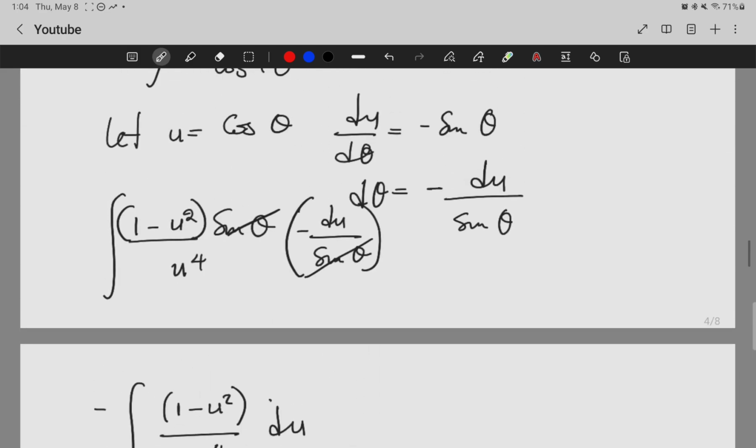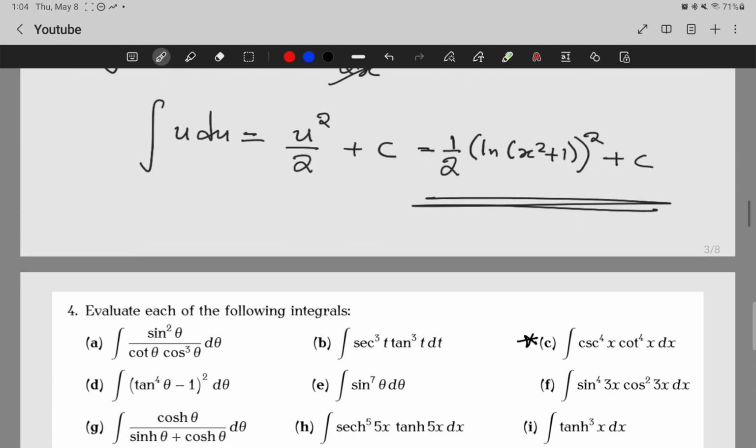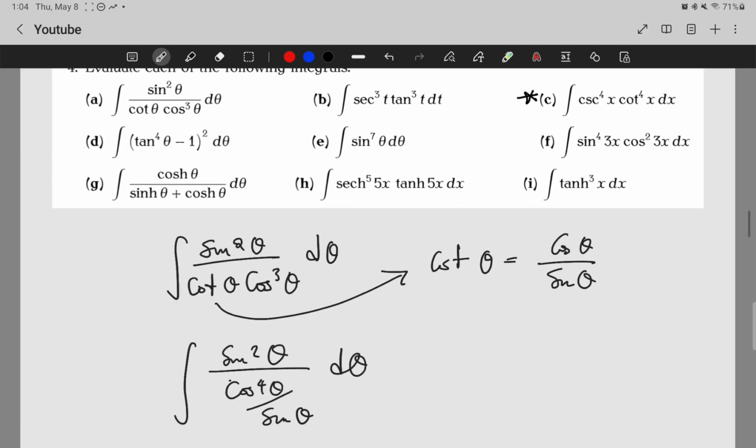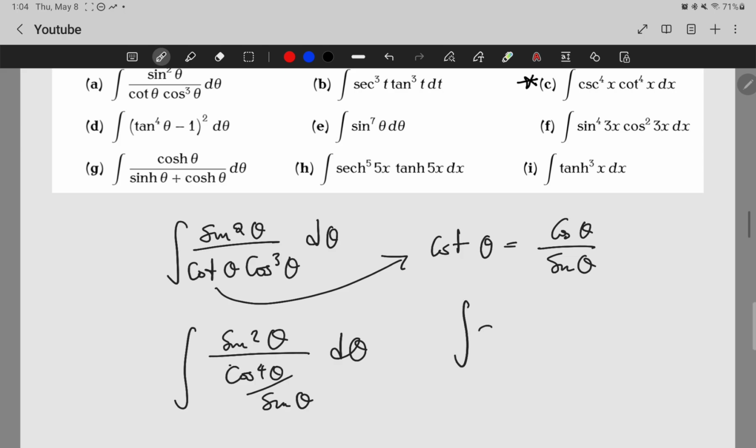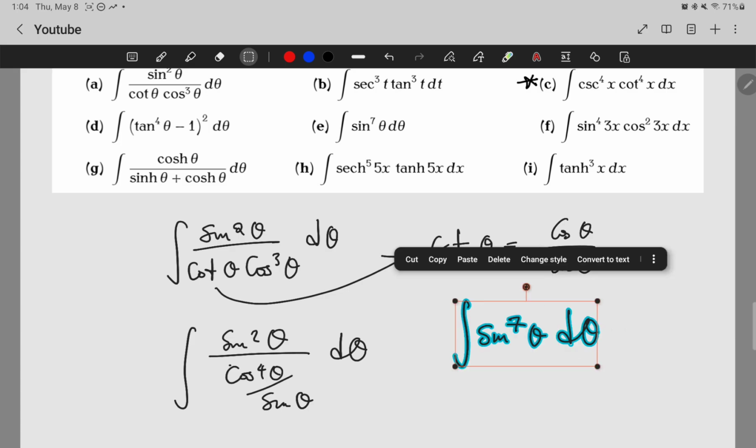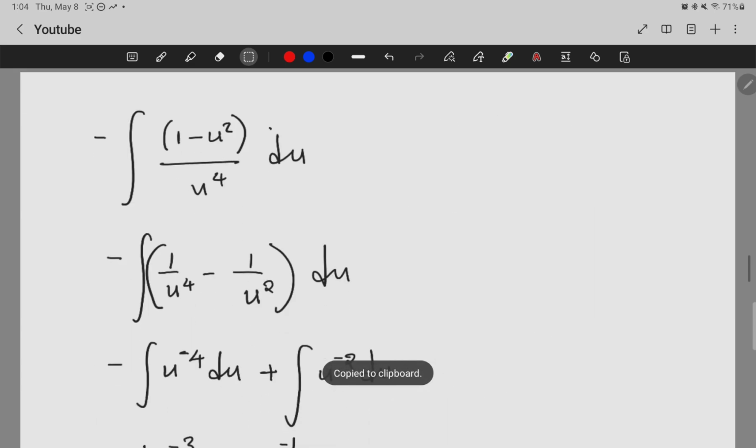Another problem that we can work out very quickly here is going to be e here. So e, we're looking at the integral of sine to the power 7 theta d theta. So what trick are we going to use here?